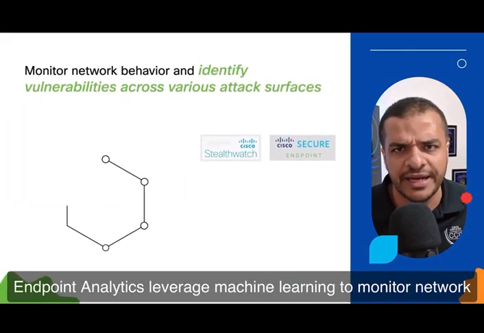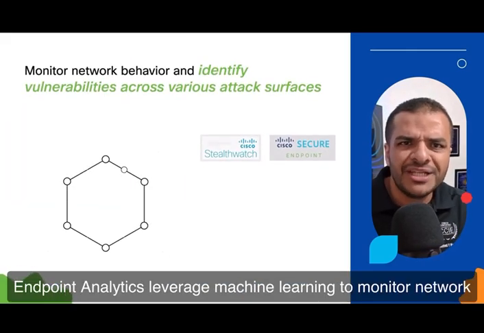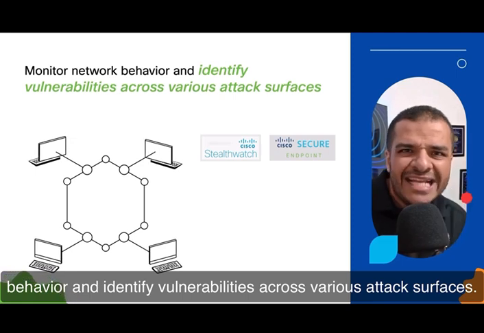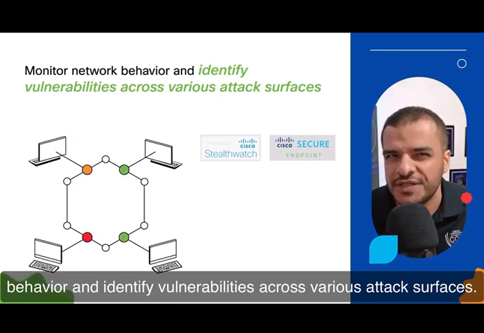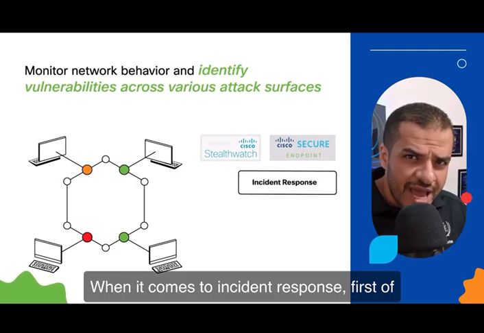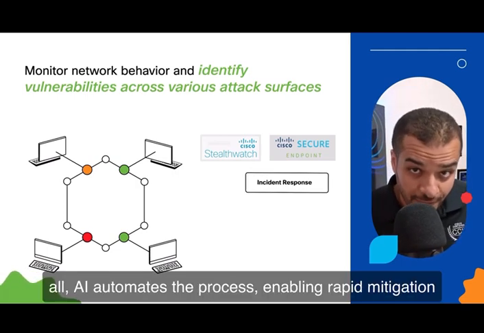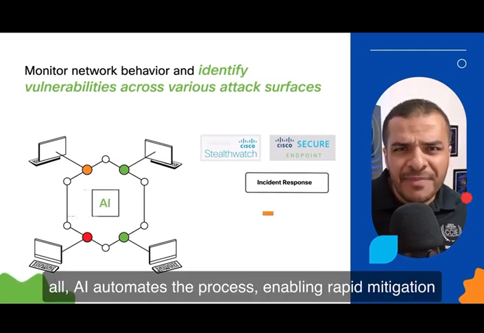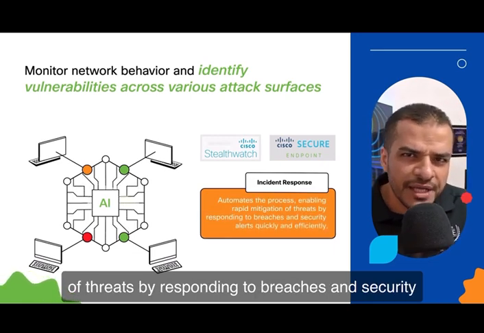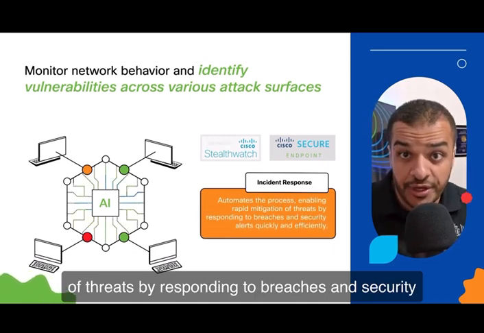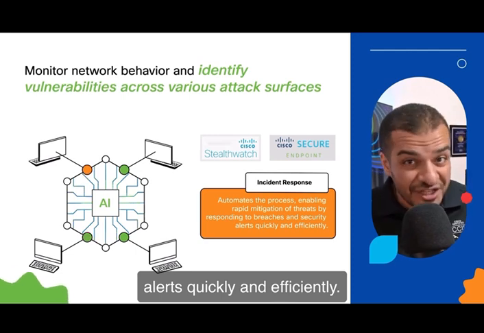Tools like Cisco Stealthwatch and Cisco Secure Endpoint Analytics leverage machine learning to monitor network behavior and identify vulnerabilities across various attack surfaces. When it comes to incident response, first of all, AI automates the process, enabling rapid mitigation of threats by responding to breaches and security alerts quickly and efficiently.